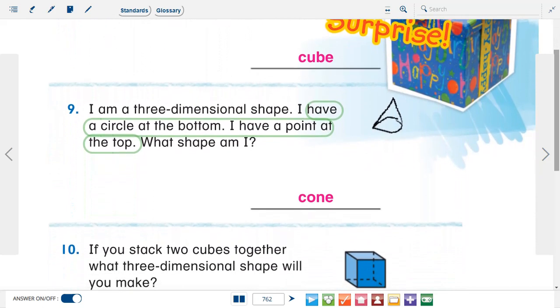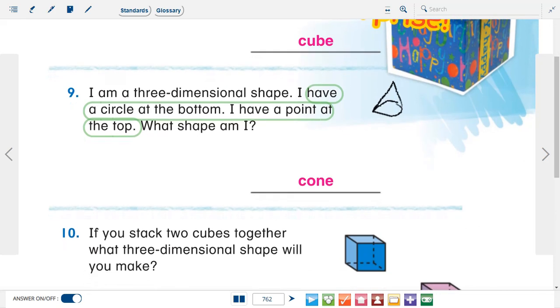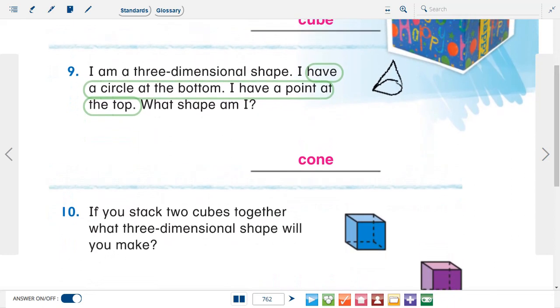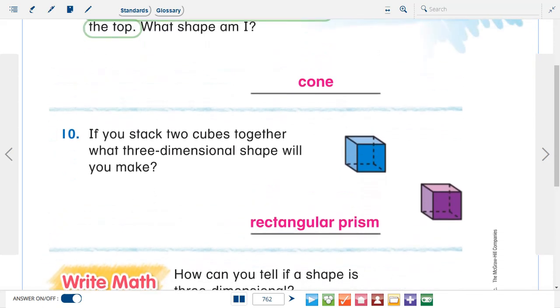You can always use drawing to find the shapes. If you stack two cubes together, what three-dimensional shape will you make? Now, you have two squares, this and this. Now, you put them beside each other. So now you have two squares beside each other. What is this shape? It is a rectangular prism. Imagine that they are pasted to each other. They will look like the rectangular prism.